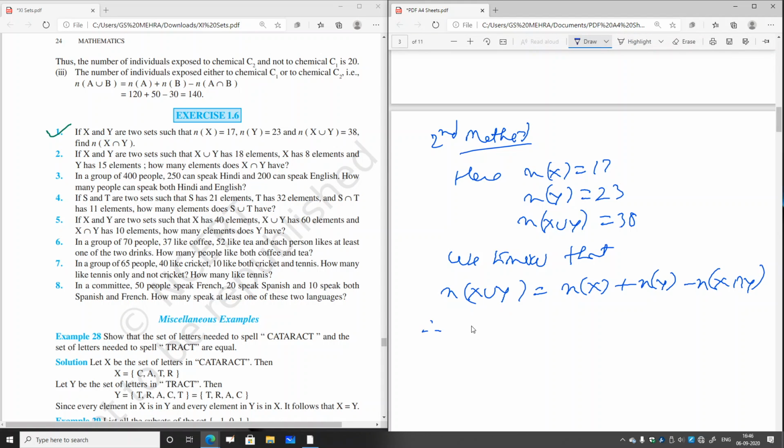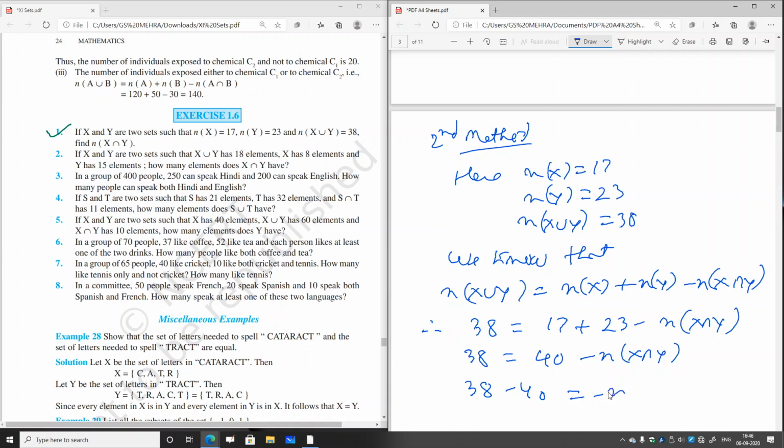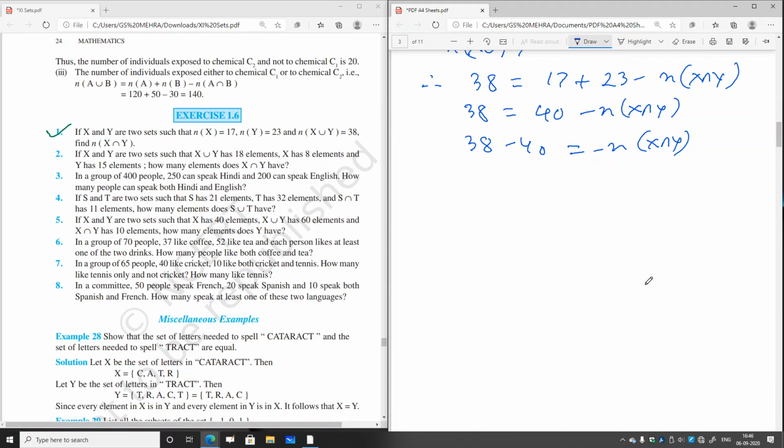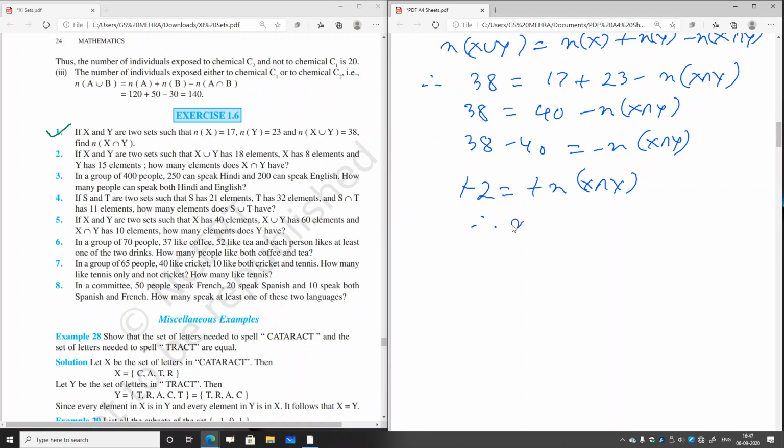Therefore, putting the values, 38 equal to n of X is 17 plus n of Y, that is 23, minus n of X intersection Y. So 38 equal to 17 plus 23 is 40, minus n of X intersection Y. 38 minus 40 equal to minus n of X intersection Y. Simplifying, 38 minus 40 is minus 2, equal to minus n of X intersection Y. Cancelling minus on both sides, we get n of X intersection Y equal to 2. So this is the answer of question number 1 by the second method.